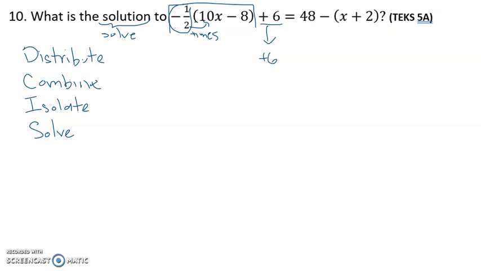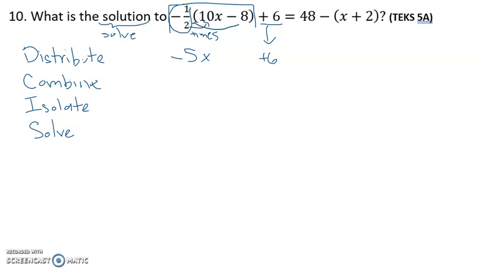Don't combine 10x minus 8. Those are not like terms. One has x, one doesn't. They're not like terms. Okay, so here we go. It's negative times a positive, so I know it's going to be negative. Then 1/2 of 10 is going to be 5, so it's negative 5x. Don't lose your variable. Those details matter.